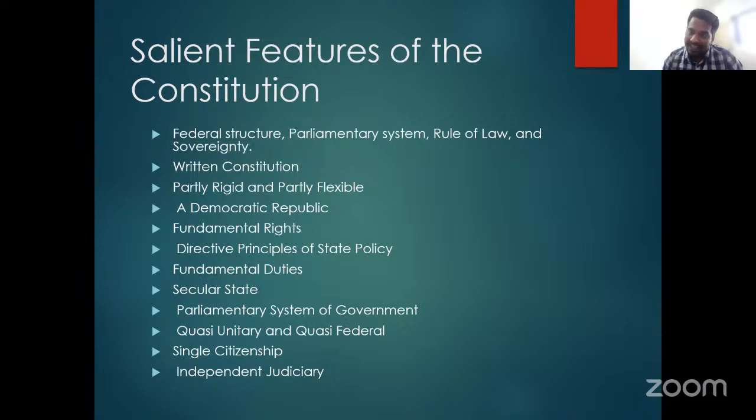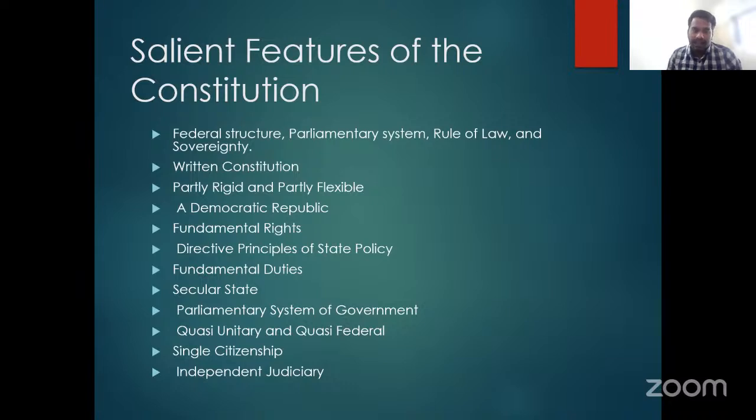Next, to develop scientific temper, humanism, and the spirit of inquiry and reform, and to safeguard public property and abjure violence. The last fundamental duty, which was added later, is to strive towards excellence in all spheres of individual and collective activity. All spheres of excellence. Strive towards excellence. These are some of the points relating to fundamental duties.